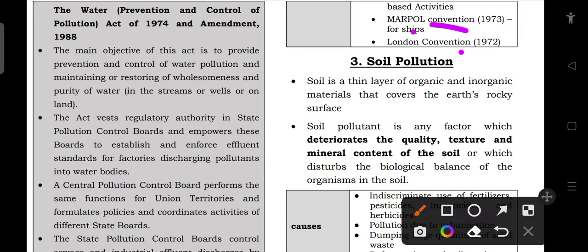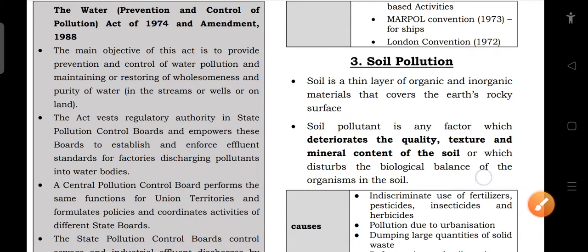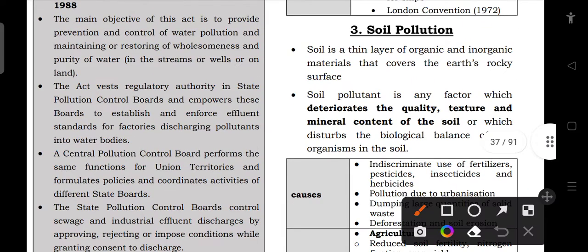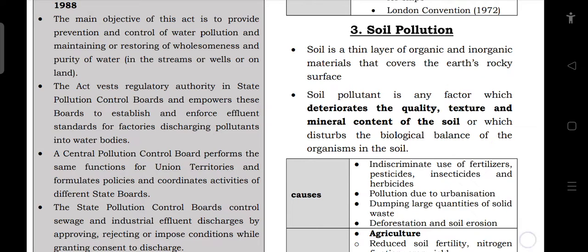And now we are starting with soil pollution. Soil, we all know, is a very thin layer of organic and inorganic material. It covers the Earth's rocky surface. So a soil pollutant is any factor which deteriorates the quality, texture and mineral content of the soil. Deteriorating the soil content is called soil pollution, and this will disturb the biological balance of organisms in the soil.